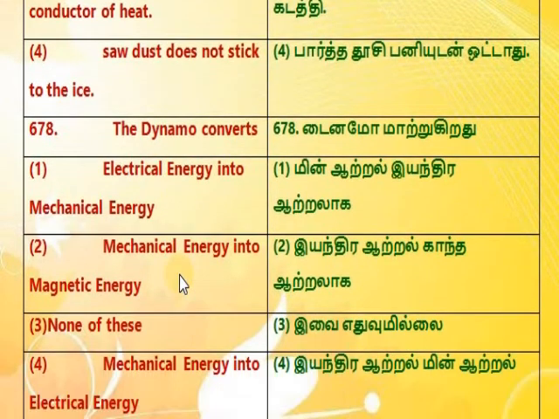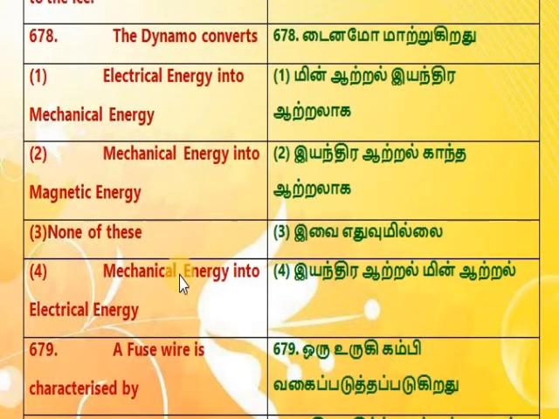678. The dynamo converts: 1. Electrical energy into mechanical energy, 2. Mechanical energy into magnetic energy, 3. None of these, 4. Mechanical energy into electrical energy.